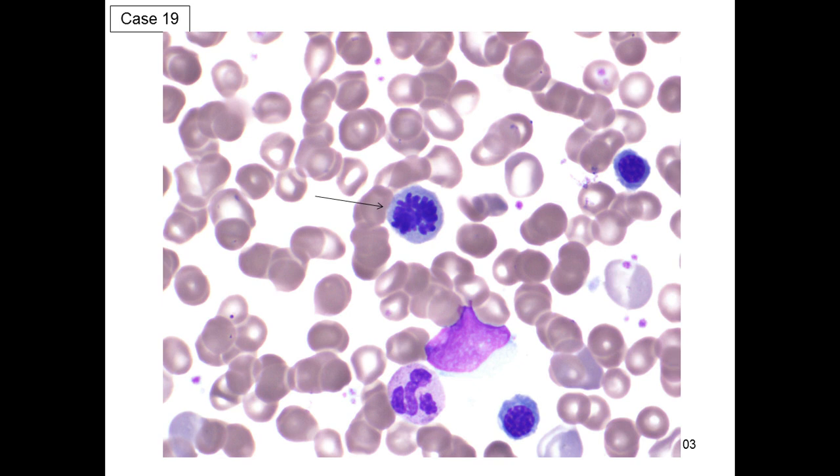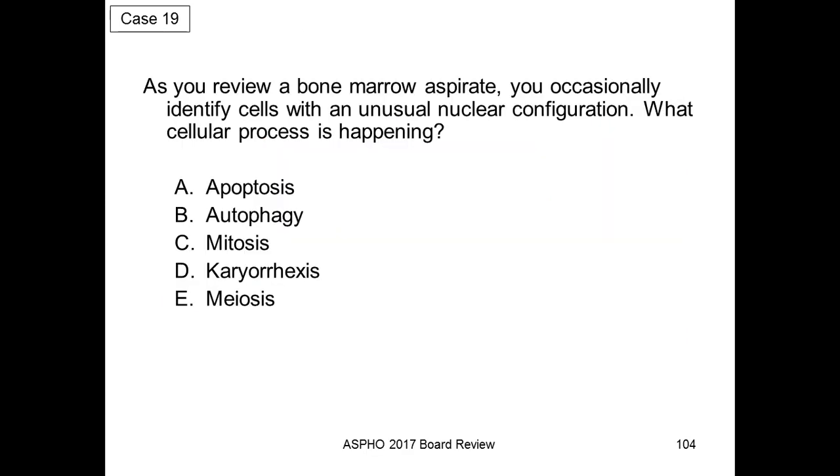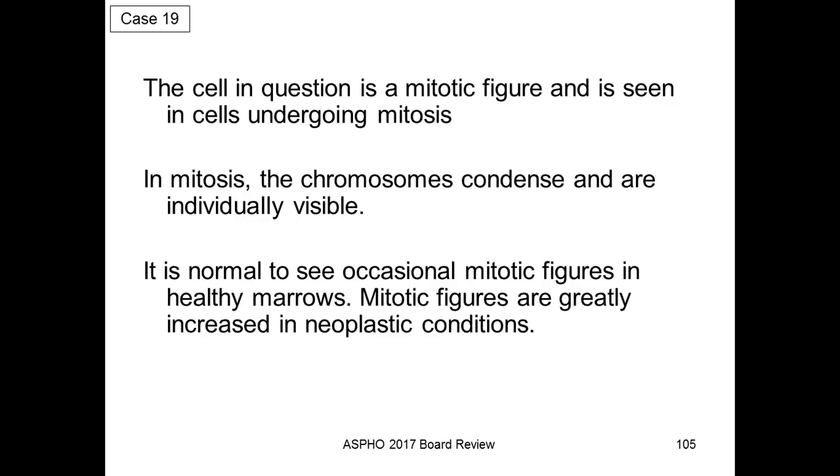So here's the cell again. The other cells in the field look normal. And then there's a destroyed cell immediately below the cell of interest. So this is an example of a mitotic figure. It's an example of mitosis. So it's seen in cells undergoing mitosis.